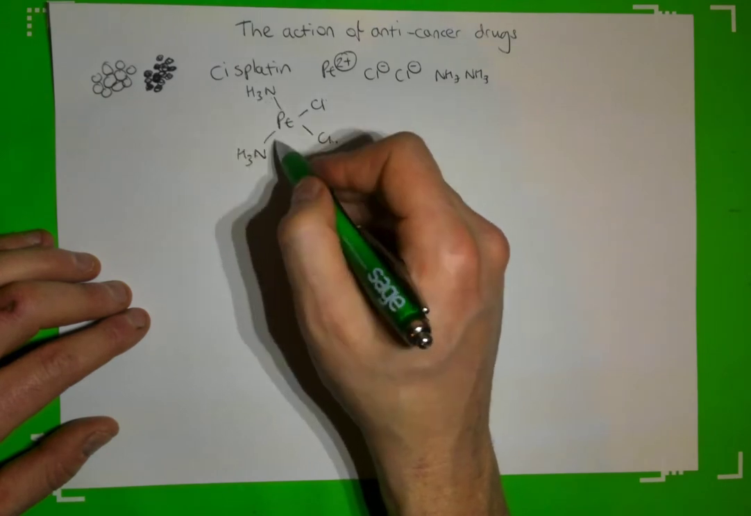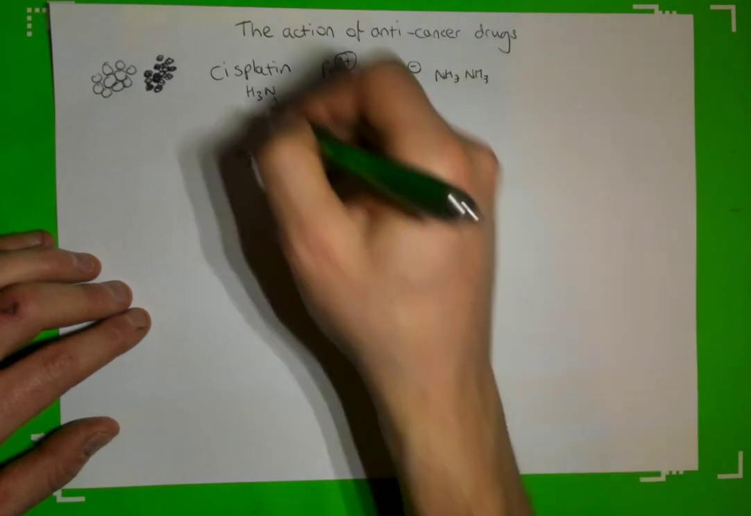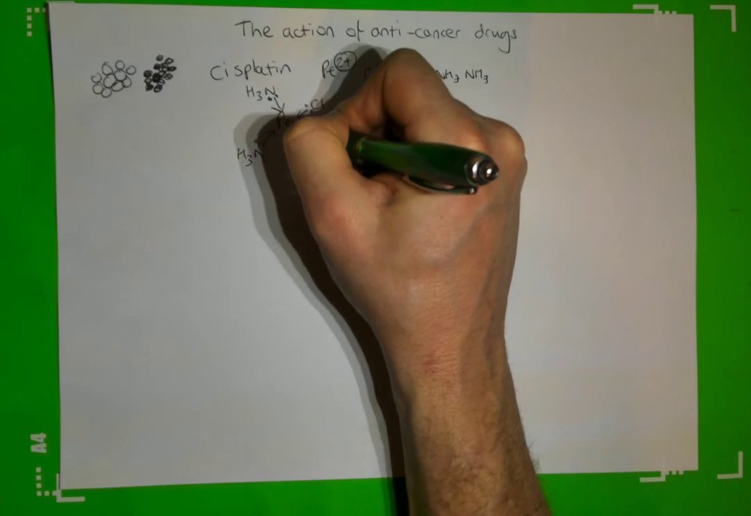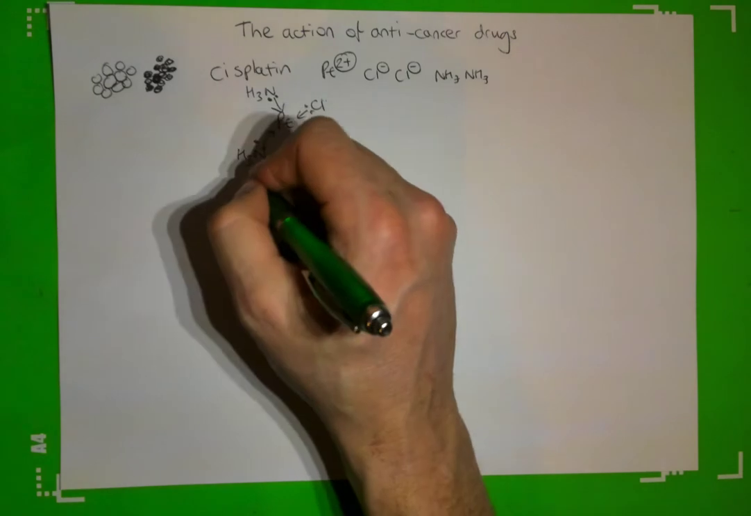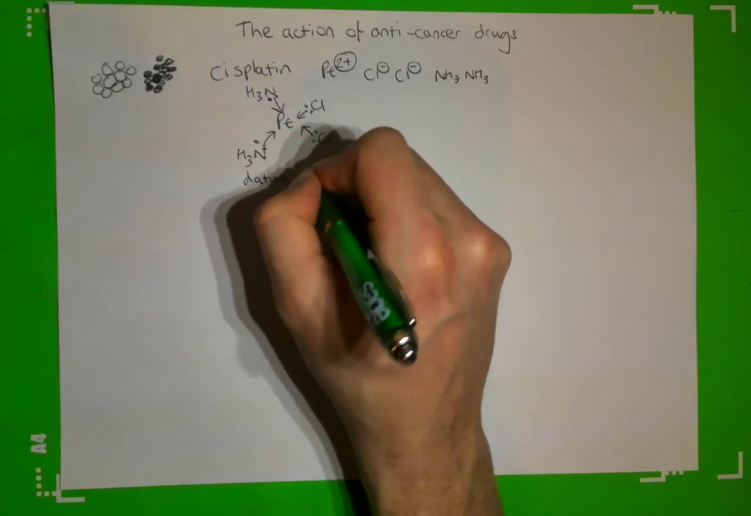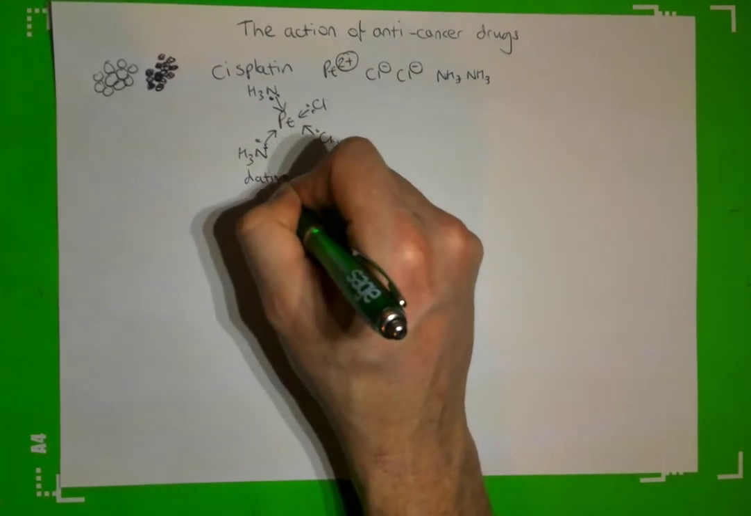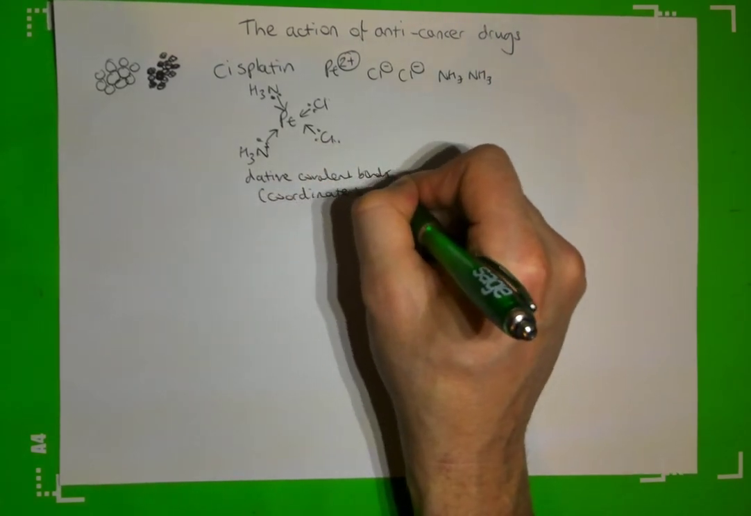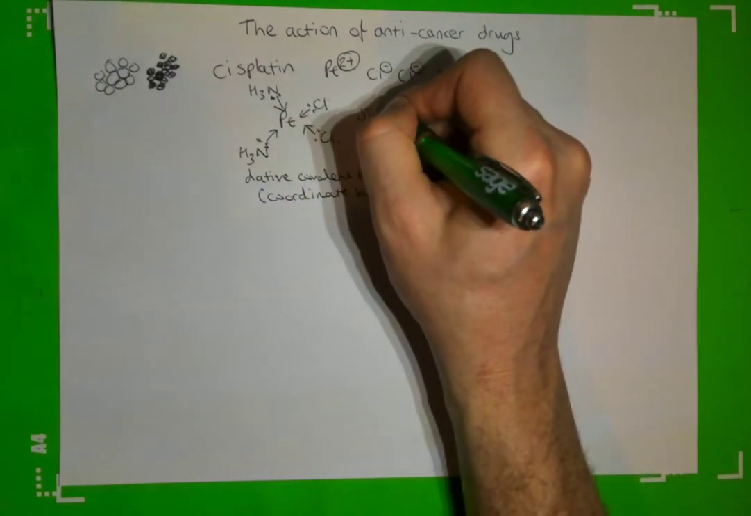The ammonia molecules are coordinately bonded to the platinum, and so are the chlorines, which we know means that both atoms in this covalent bond come from either the nitrogen or the chlorine. Another name for that is dative covalent bonds. And this structure we can see here is square planar.